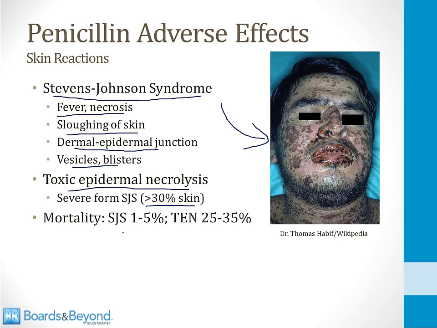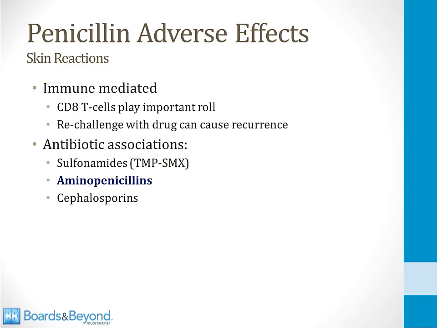The mortality from Stevens-Johnson syndrome is 1 to 5%, and for TEN it is 25 to 35%. Both Stevens-Johnson and TEN are immune-mediated reactions to a drug. CD8 T cells play an important role, and re-challenge with the same drug can cause a recurrence. These reactions are associated with a number of antibiotics. Sulfonamides are a classic trigger, but these reactions have also been associated with penicillins, including Aminopenicillins and also cephalosporins.